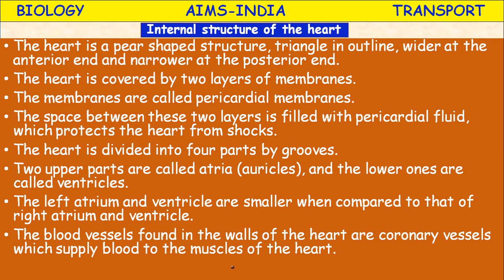More, the heart is pear shaped. Pear fruit will be there, no? Pear shaped structure, a triangle in outline, triangular in outline, and wider at the anterior and narrow at the posterior. Anterior end means towards the auricles it is wider, and towards the ventricles narrower, conical.